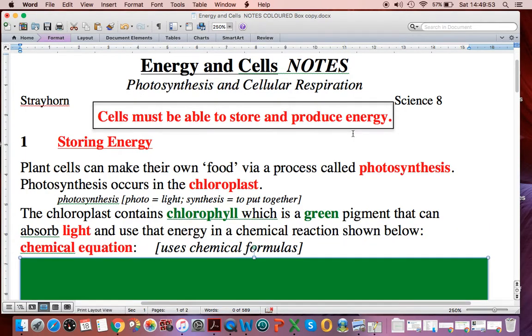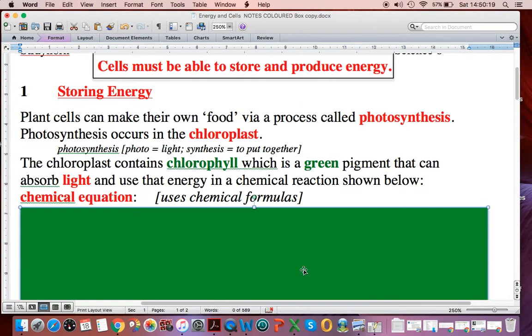So we have something called photosynthesis, and photo means light, synthesis means to combine. So in photosynthesis, plants are able to make their food. They're able to take materials and make food, in this case something called sugar. Photosynthesis happens in chloroplasts. Chloroplasts contain chlorophyll, and it's shaded green because it's a green pigment that can absorb light. So sunlight's very important to plants.